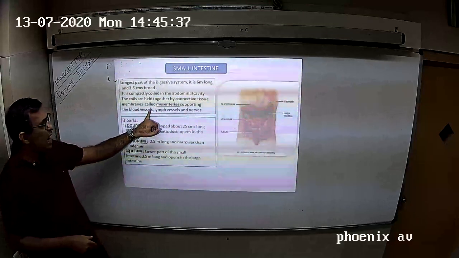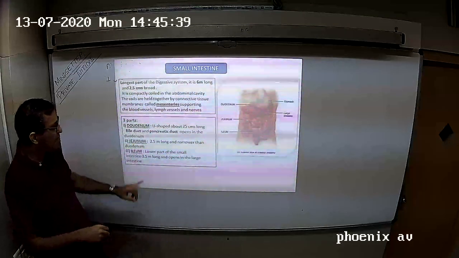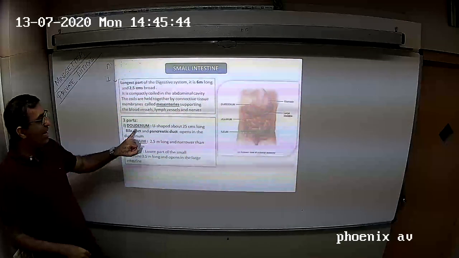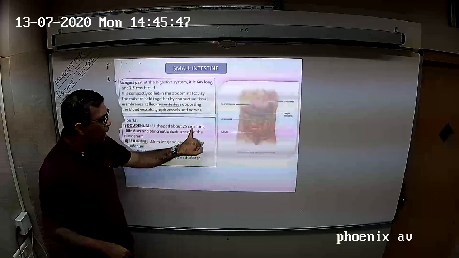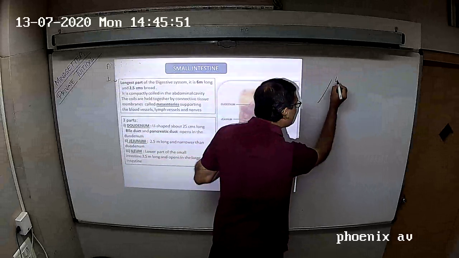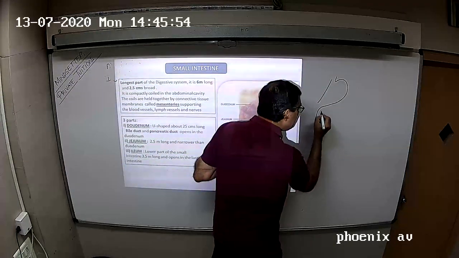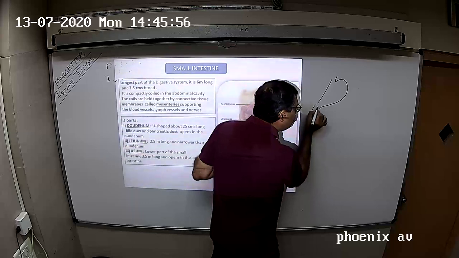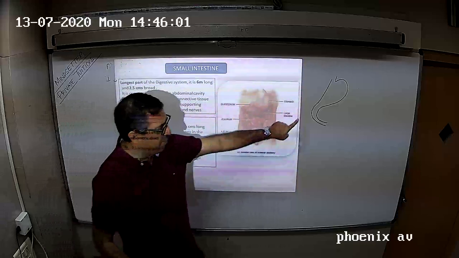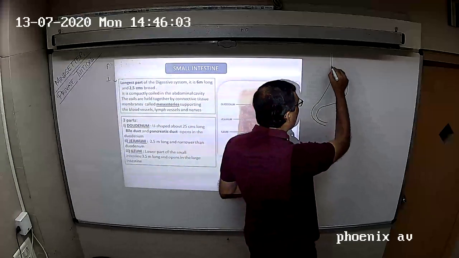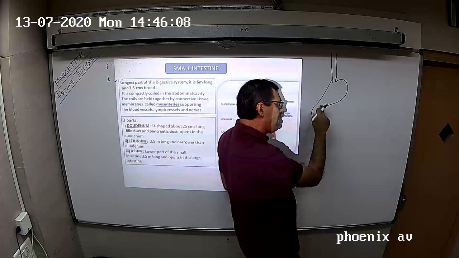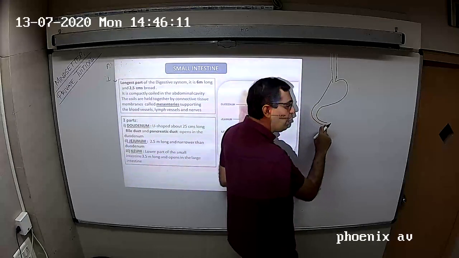And the small intestine is divided into three parts. Namely, we have duodenum, jejunum, and ileum. Duodenum is a U-shaped part about 25 centimeters long. So, sir, if this is your stomach, then this is your duodenum, which is a U-shaped or a C-shaped part and is about 25 centimeters long. So, how long is esophagus, sir? 25 centimeters. How long is stomach? 25 centimeters. How long is duodenum?